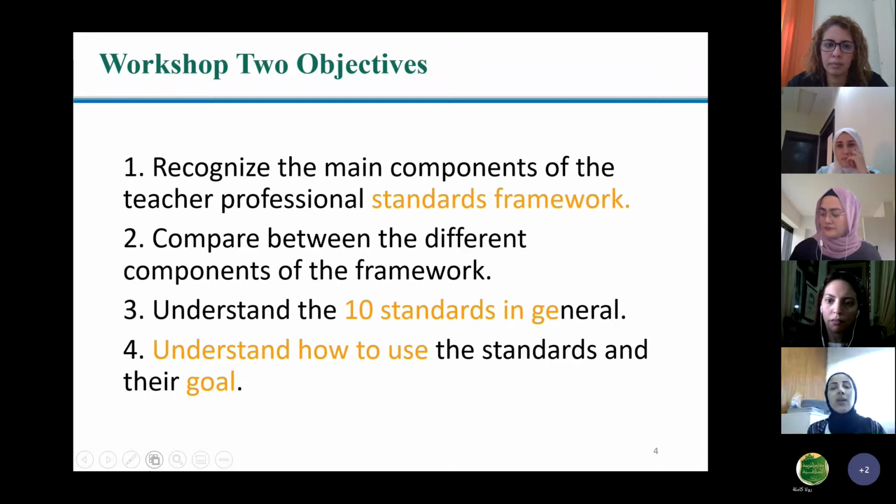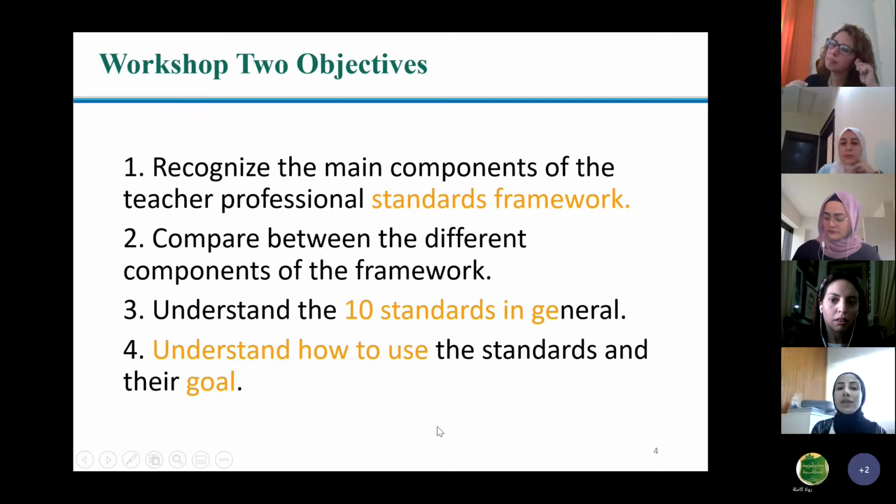Today's objectives are, we're going to recognize the main components of the Teacher Professional Standards Framework. So today we're going to go a little bit deep, talking about the framework and the standards. We're going to compare between these components of the framework. We're going to understand the 10 standards in general. We're not going to talk about each one specifically. In today's session, I'm going to introduce them all to you, and you're going to understand how to use these standards and the goal of them.